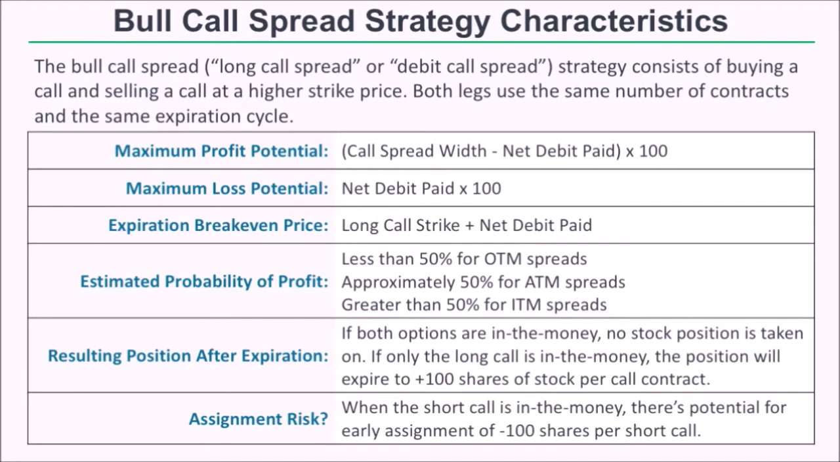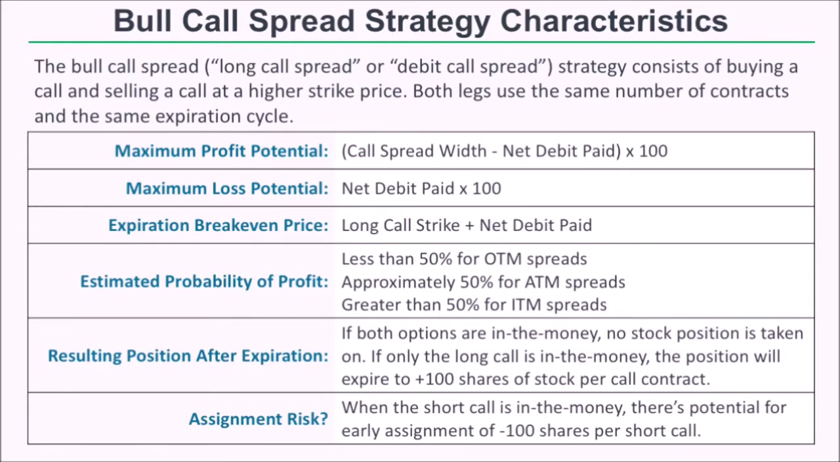Now, the resulting position after expiration is no stock position if both the long call and short call expire out of the money. However, if only the long call expires in the money, then that position is going to expire to plus 100 shares of stock, since that in the money call converts to 100 shares of stock at expiration.